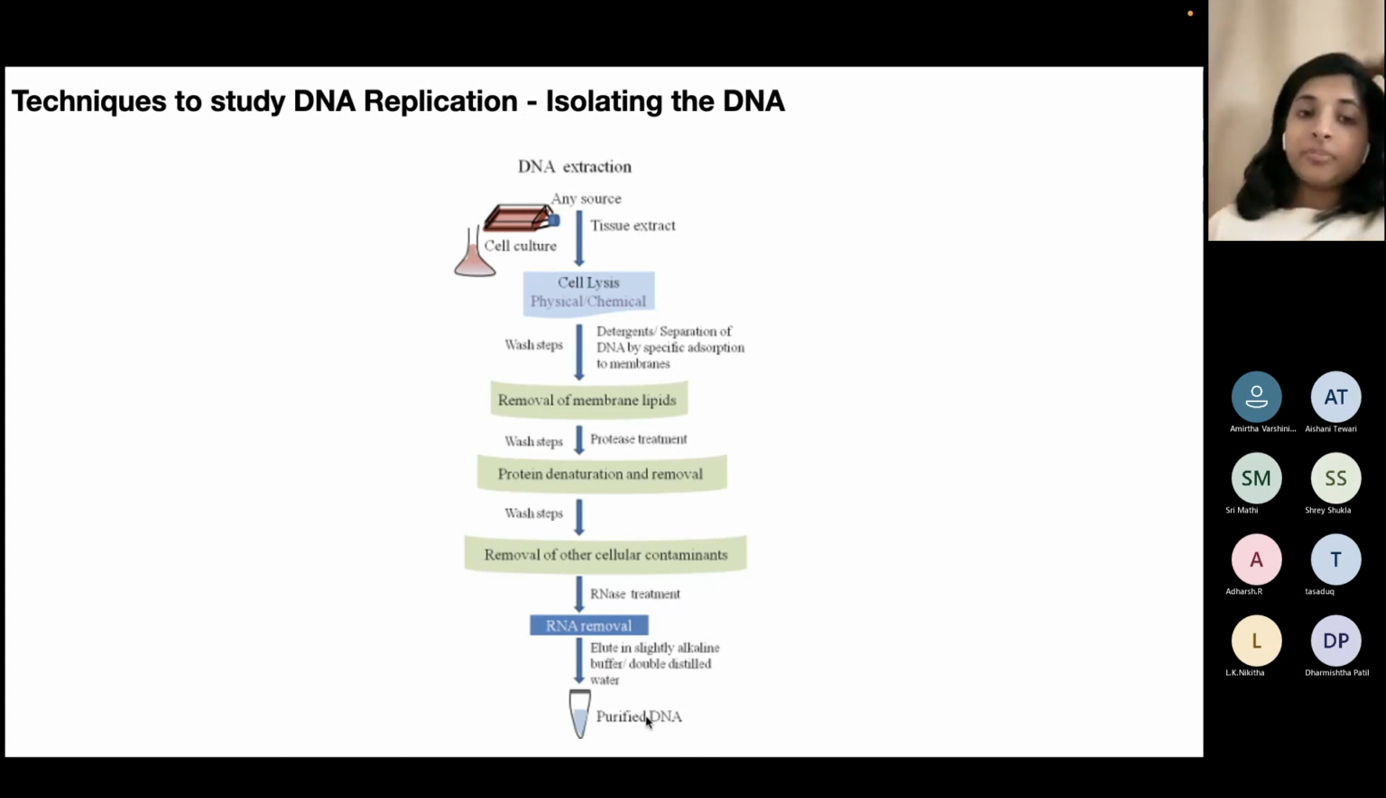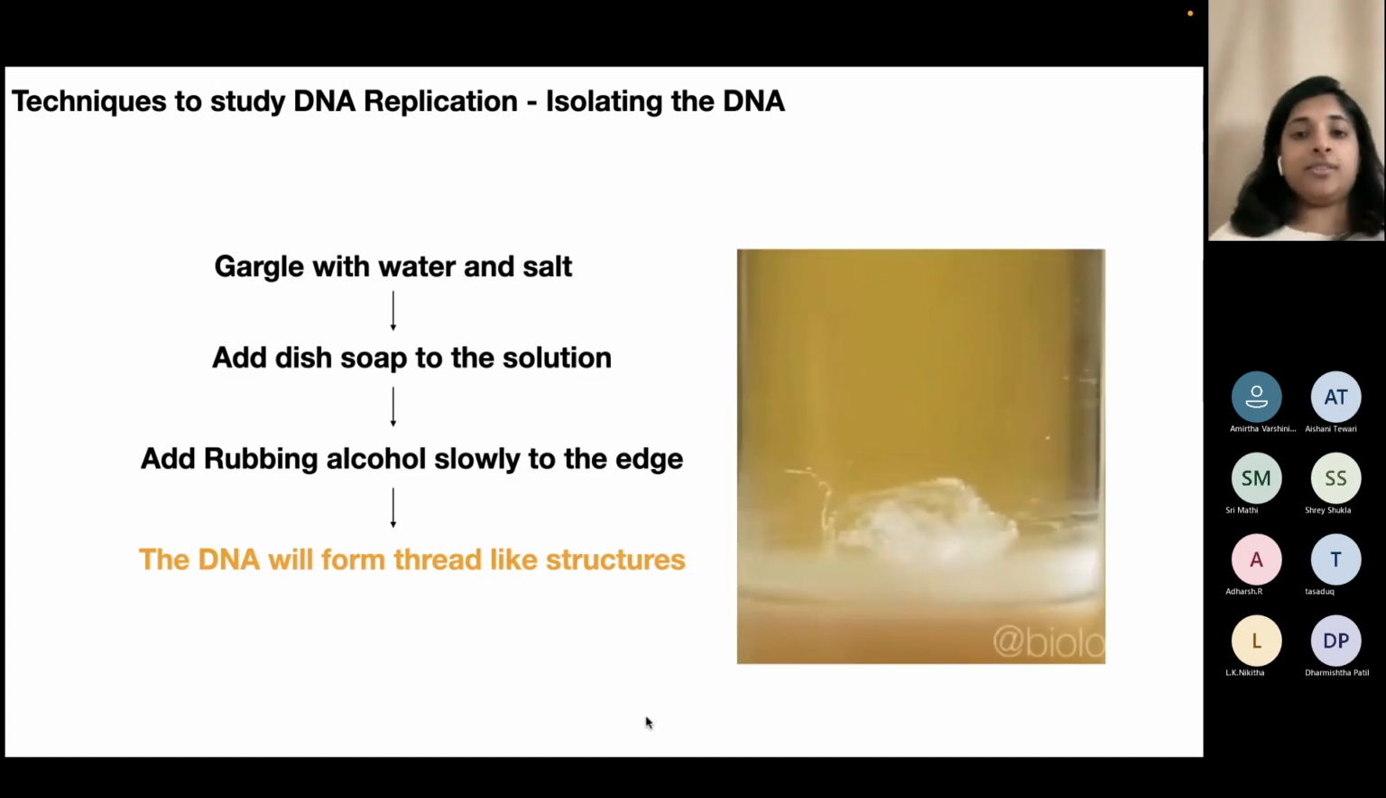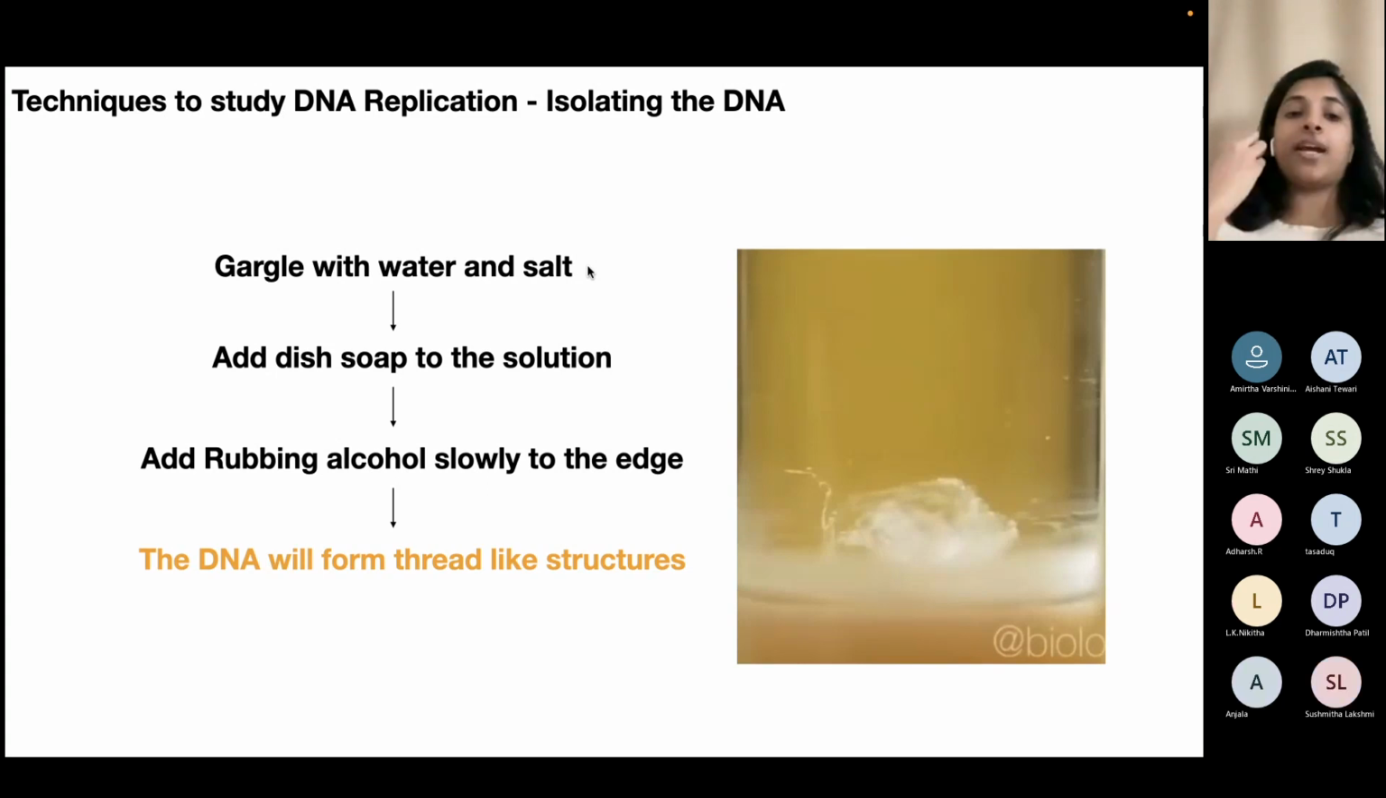Now, this experiment is fairly simple and can be done without much chemical requirement. So I simplified this, and this is something we can all do at home to isolate DNA from, say, buccal cells. All you need to do is gargle with water and salt, and this will dislodge the cells from your mouth and the inner lining of the cheeks. These cells will also contain DNA, which we can isolate. We need to add a detergent.